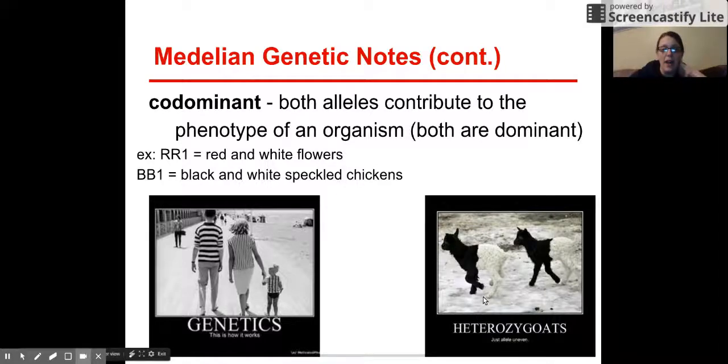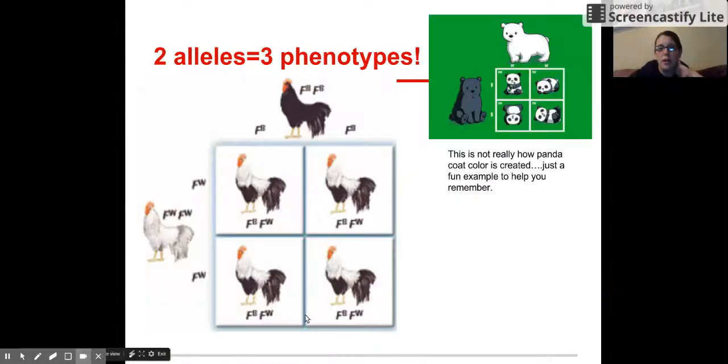Okay, and then the other one I had was my heterozygotes. Get it? Zygotes, and they're different. It says just allele uneven. Haha. So obviously, you guys, these are not real goats. This is photoshopped. There aren't real goats that are like this. But this would be like the black allele. This would be the white allele, and they both show up in the phenotype. Okay. All right.